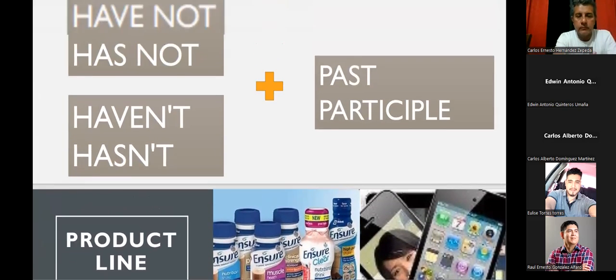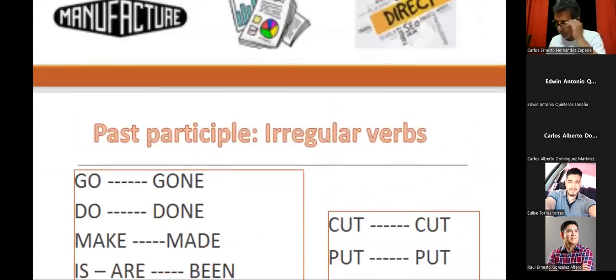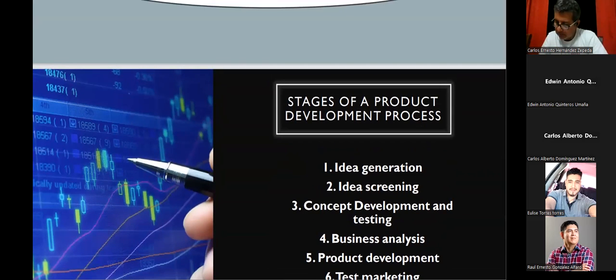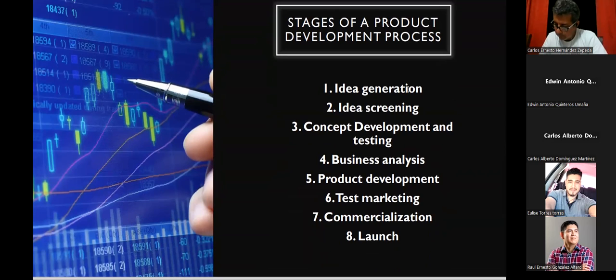Brainstorming. Idea screening. Ideas. Target market. So we had the idea generation, the idea screening. Idea generation was the brainstorming, and it contains also the idea screening. It contains also the design of the idea, okay? And what about the other one? It was the concept development and testing, right? Concept development and testing. Then we have the business analysis. Yes.